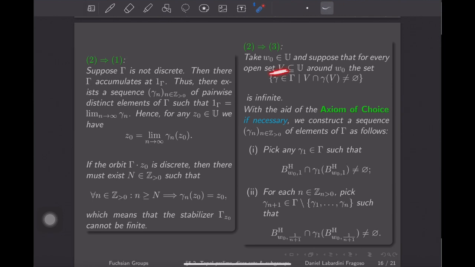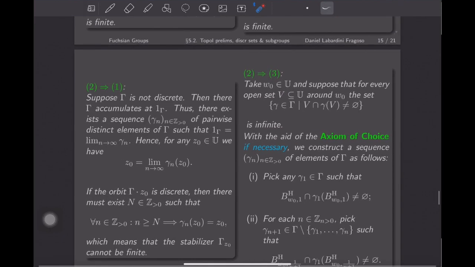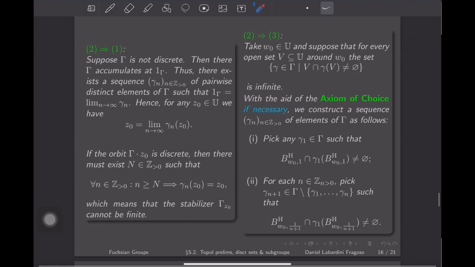you give me around the point. The set of gammas that don't move it sufficiently far away is actually infinite, right? And it doesn't matter how small you take your open set V.